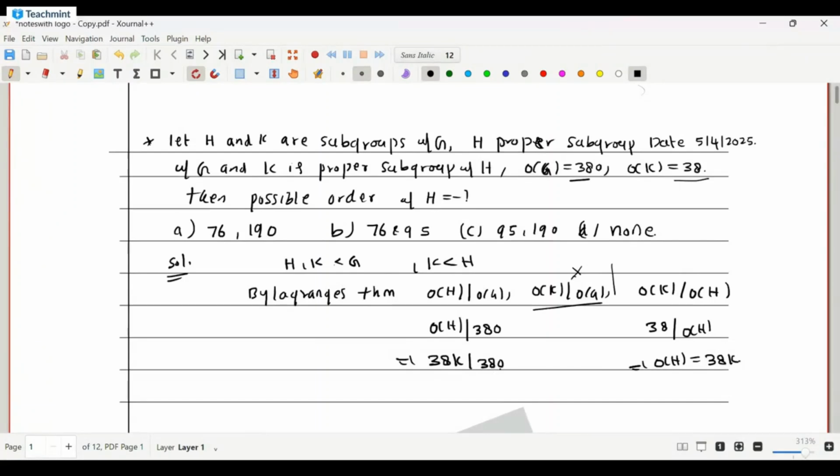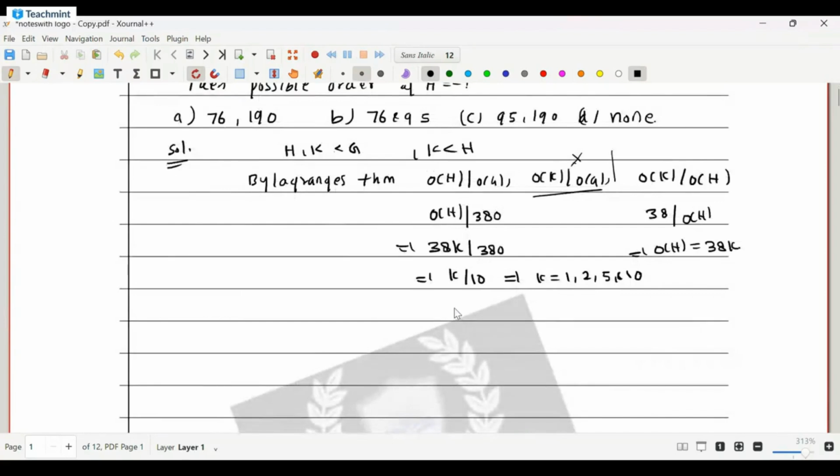So 380 is 38 into 10, right? That means k should divide 10, with 38 getting cancelled. So the possible values of k are 1, 2, 5 and 10. Suppose k is equal to 10, then order of H equals 380, which is not possible because H is a proper subgroup. Since H is a proper subgroup, the order of H should be less than the order of G. So k is not equal to 10.